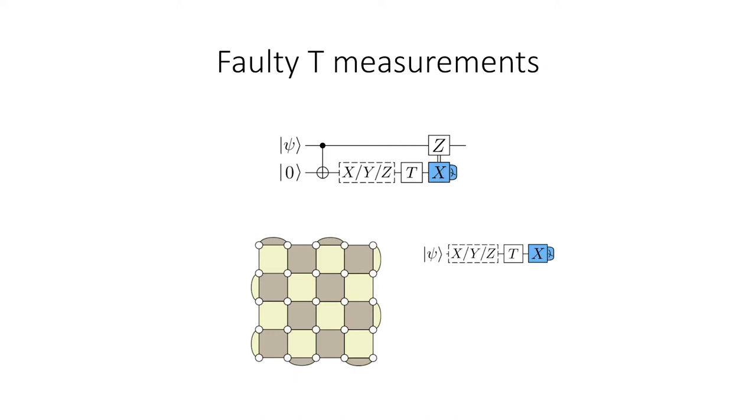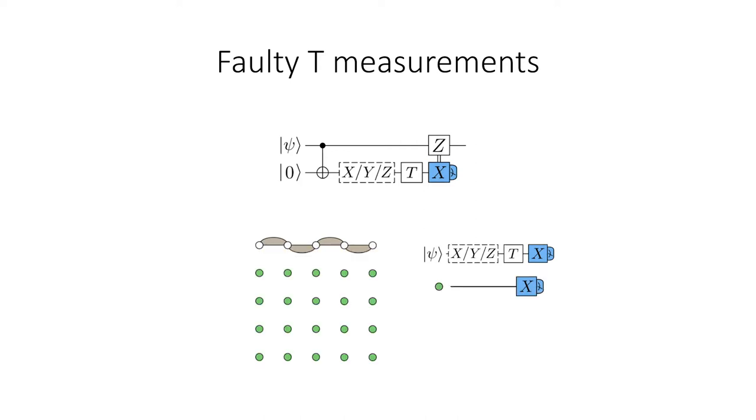The way it is done with surface codes is fairly simple. You start with your d by d patch. You perform a bunch of single qubit X measurements to shrink it down to a d by 1 patch. You perform a bunch of single qubit Z measurements to shrink it down to a 1 by 1 patch. And now on this remaining qubit, you apply a physical T gate and you measure it in the X basis.